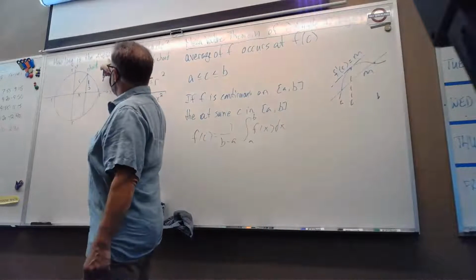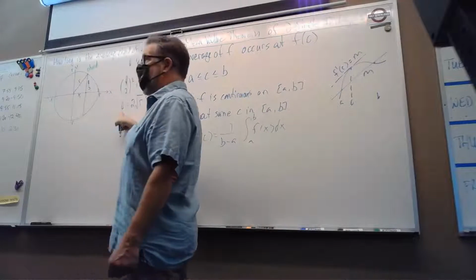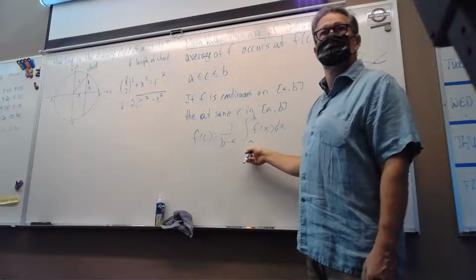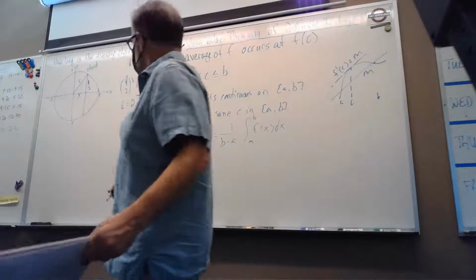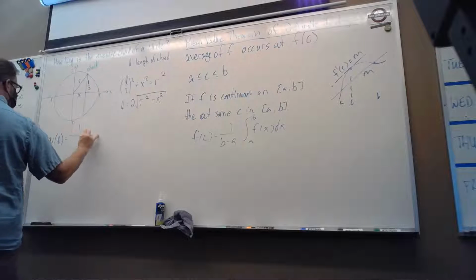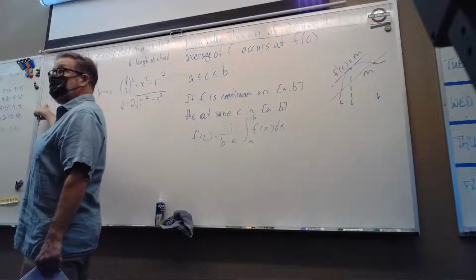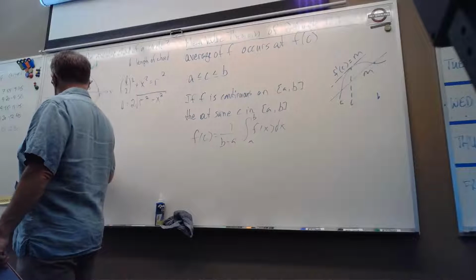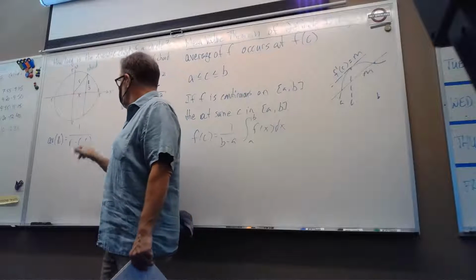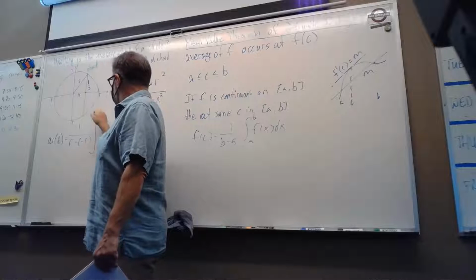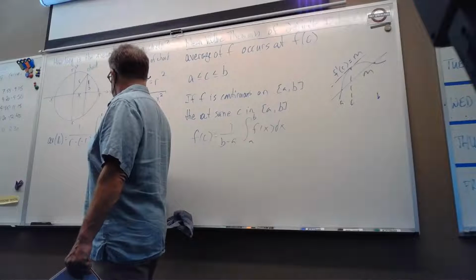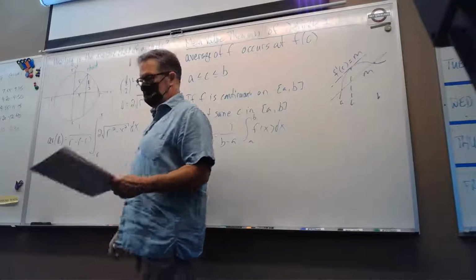I want to know the average length of that chord. Well, how do I find the average of any function? I just do this. So the average length of this chord is 1 over, well, b minus a, r minus negative r, because I'm going to do it from here to there. So I want the whole circle, times the integral from negative r to r of 2 square root of r squared minus x squared dx.